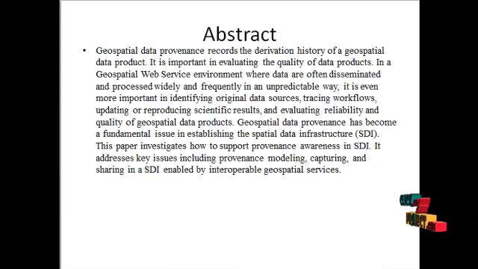In a geospatial web service environment, where the data is often disseminated and processed widely and frequently in an unpredictable way, it is even more important in identifying original data sources, tracing outflows, updating or reproducing scientific results, and evaluating reliability and quality of geospatial data products. The geospatial data provenance has become a fundamental issue in establishing the spatial data infrastructure.